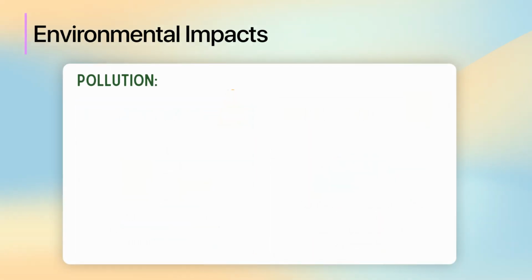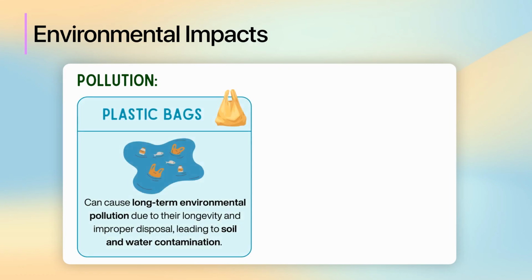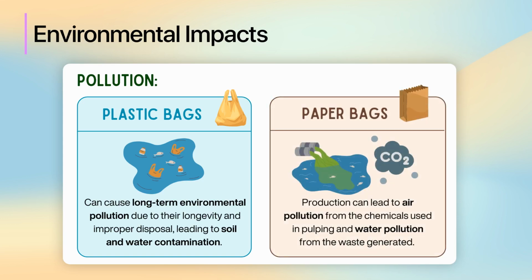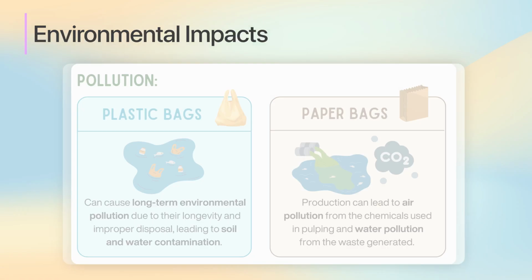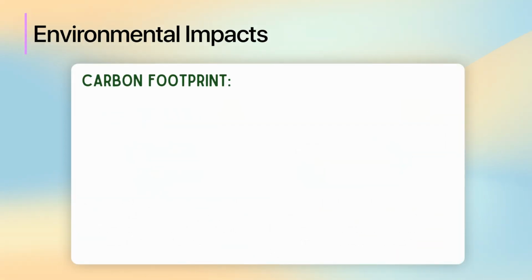Next is pollution. Both plastic and paper bags contribute to pollution, but in different ways. Plastic bags can cause long-term environmental pollution due to their longevity and potential for not being properly disposed of, leading to soil and water contamination. Paper bag production can lead to air pollution from the chemicals used in pulping and water pollution from the waste generated.